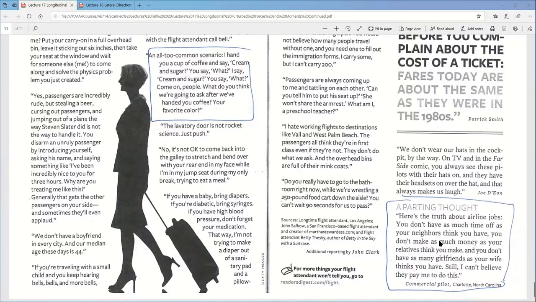And this is interesting for pilots. The truth about airline jobs is you don't have as much time off as your neighbors think you do. You don't make as much money as your relatives think. And you don't have as many girlfriends or boyfriends as your wife thinks you may have. Still, I can't believe they pay me to do this.